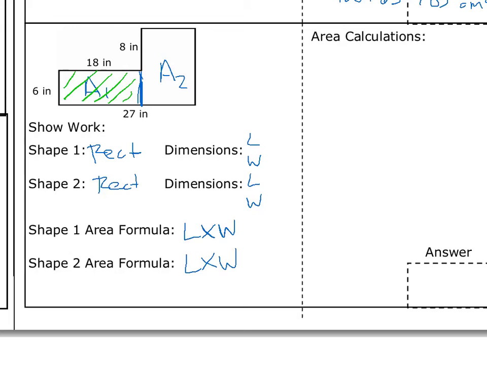Looking here at shape 1, what are the length and width of this rectangle? Oscar. 6 and 18. 6 and 18. These are obvious. They are given to us. Right as we come along the edge, we see those two edges are labeled. Length and width are 18 and 6.